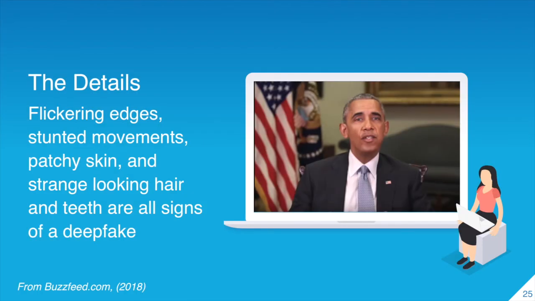The other thing you can look at are the details. Flickering edges, stunted movements, patchy skin, strange-looking hair and teeth, these are all signs of a deepfake. If you're watching a video and something in it looks off, even if you can't put your finger on it, if it doesn't quite look human, chances are you might not be watching something that's human. You might be watching something a computer created. That being said, this technology is getting better and more convincing all the time. And in general, studies have shown that people just aren't very good at identifying fake media.